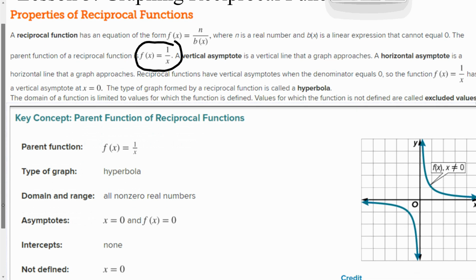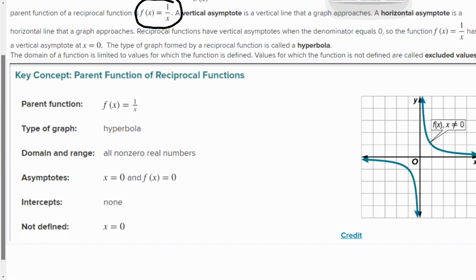And then the graph itself looks like this, where we cannot divide by 0. So we can't have a 0 at the bottom, so that'd be a vertical asymptote in there like that. And then it's called a hyperbola. And our domain is everything but what can make the denominator 0. And here we don't even cross 0 on this one, so there are no intercepts on here.